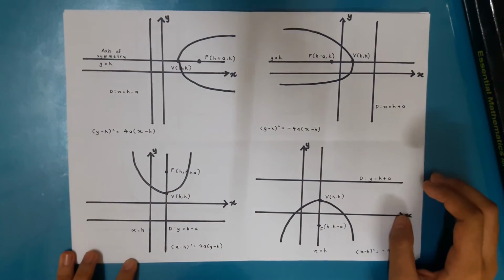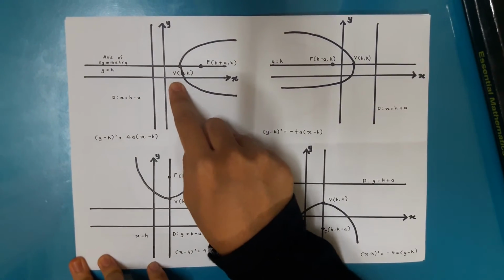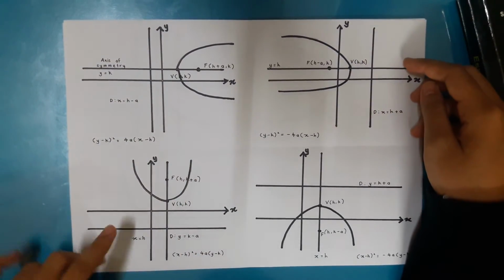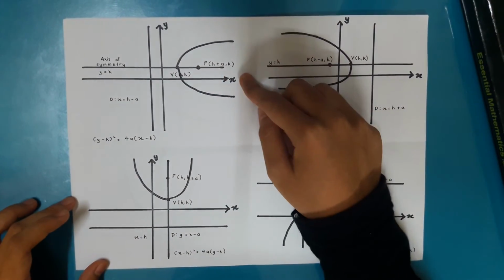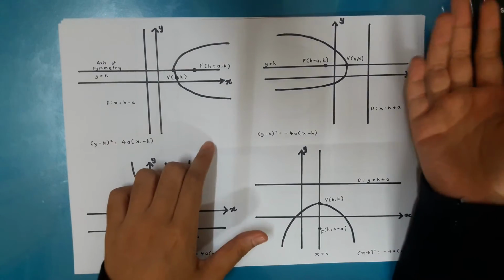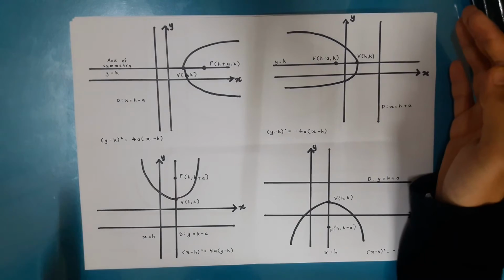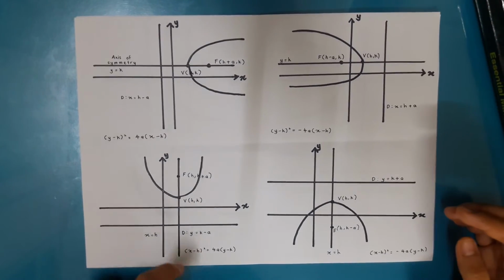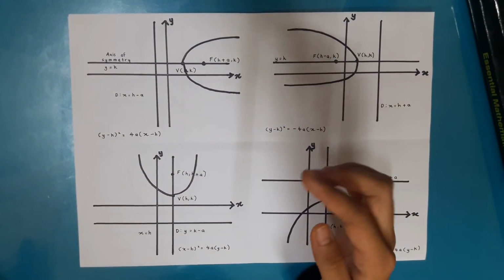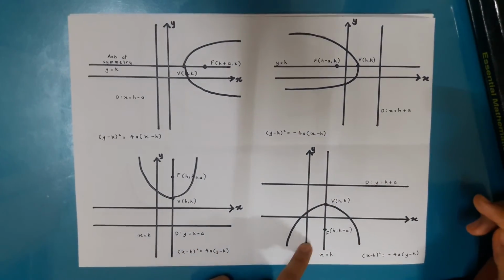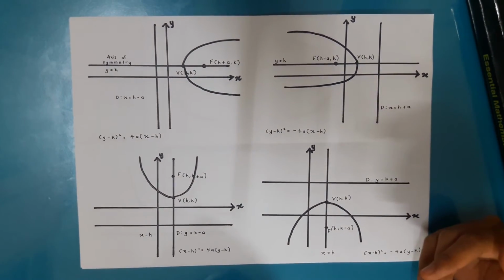These four graphs show that the vertex is no longer at the origin. So the new coordinates for V are (h, k). To get the new focus point, we add a to h because this graph has moved to the right, while for this one we subtract a from h because the graph is on the left. This graph shows that the graph has moved upwards, so you add a to k, while for this one you subtract a from k because the graph has moved downwards.